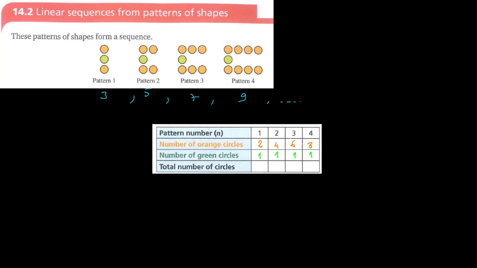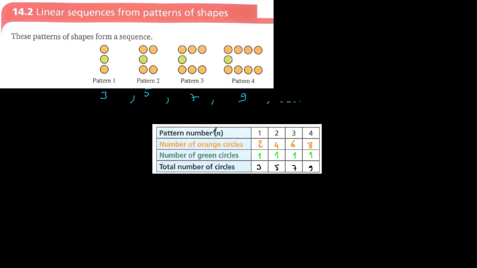And what is the total number? Here we can understand the total number by using this form. In the first one there are 3, but I want to show that one also to you. 2 plus 1 makes 3, 4 plus 1 makes 5, 6 plus 1 makes 7, 8 plus 1 makes 9. Here the important part is coming.